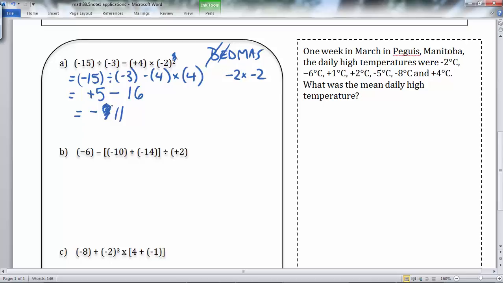All right, so why don't you try the rest on your own? You can pause the video and then we'll do the word problem here together.